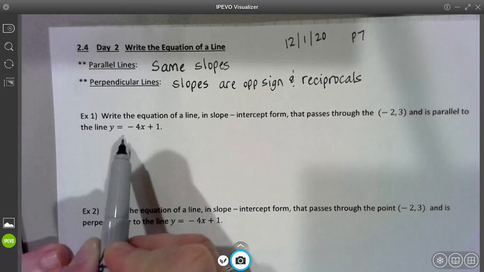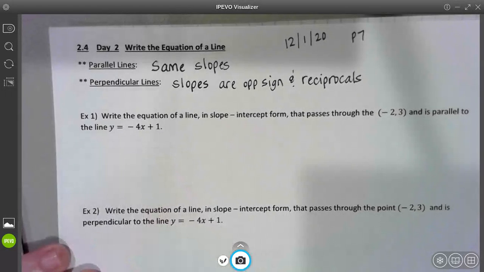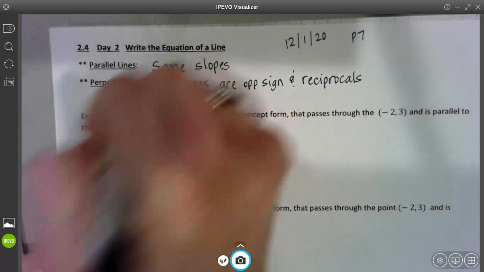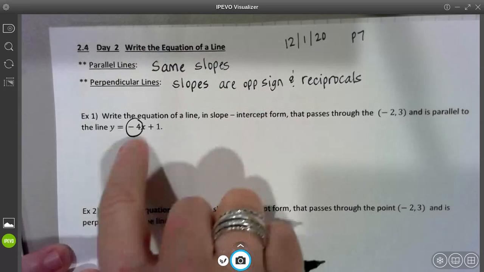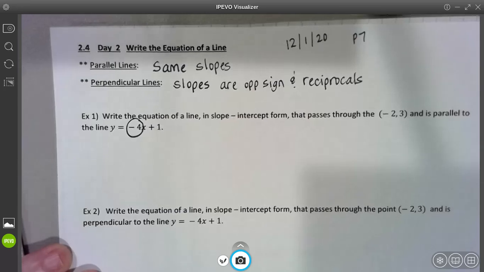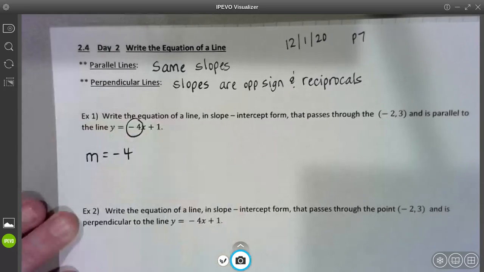Does anybody know what the slope of the line they have given us is? What is the slope of this line right here? I'm going to wait to see if anybody. -4. Yeah, it is. It's -4. So guys, if our line is going to be parallel to this line, does anybody know what our slope also has to be then? -4. It is, Jack. I thought you were going to carry everybody. So -4. So now we know what our slope is.